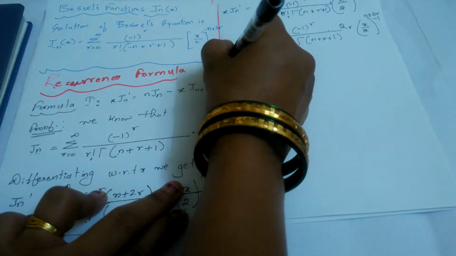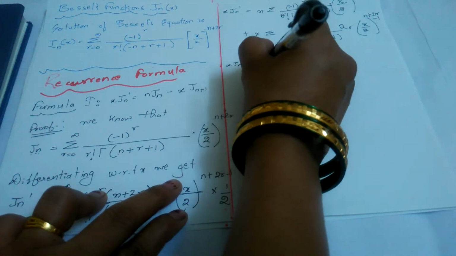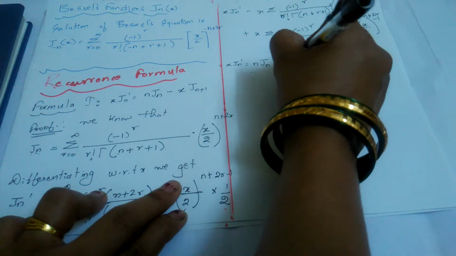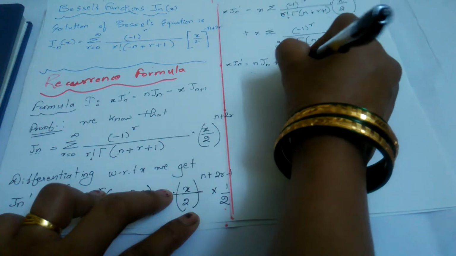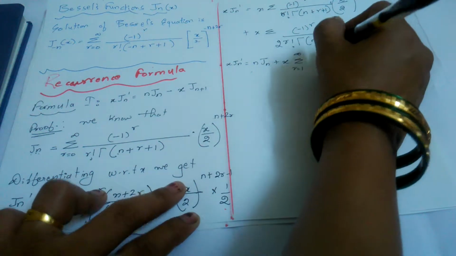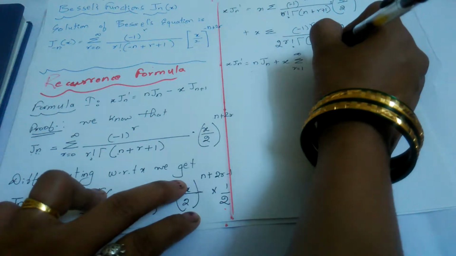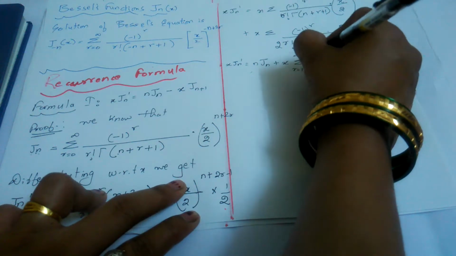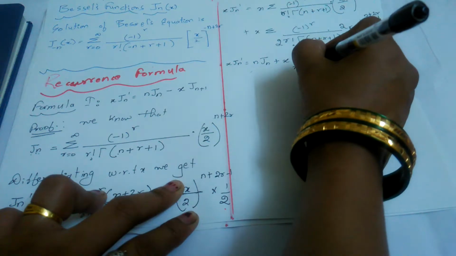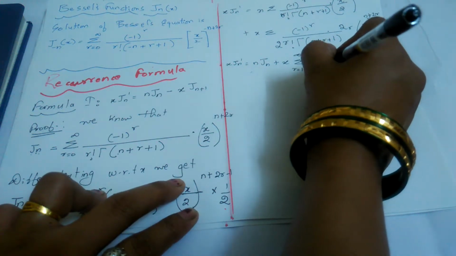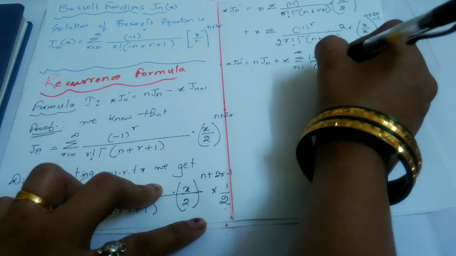As we know, this whole term is J_n, so we will simply substitute it. So x J_n'(x) is equal to n J_n plus x times the summation of r equals 1 to infinity of (-1)^r divided by (r - 1) factorial.